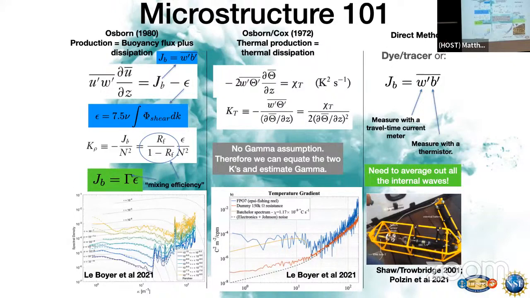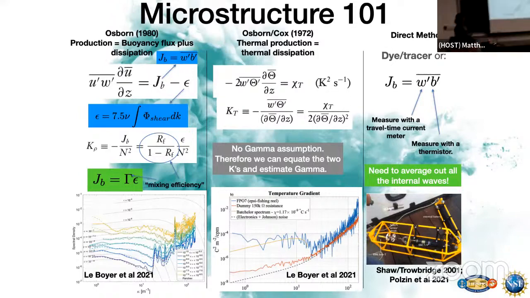And this is kind of what gives us all heartburn in ocean turbulence right now, because this is the quantity we really want to know, but we actually mostly can't measure it. And so we have to measure epsilon. So we can estimate it two ways.